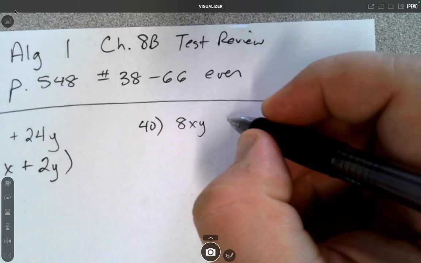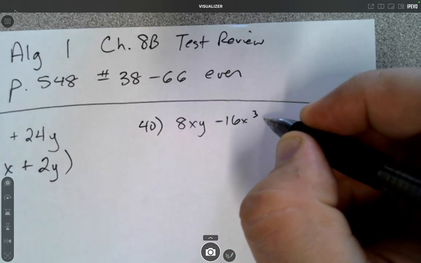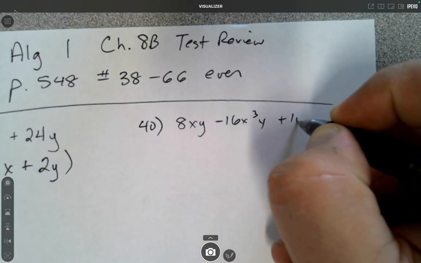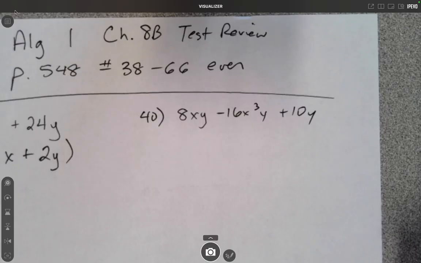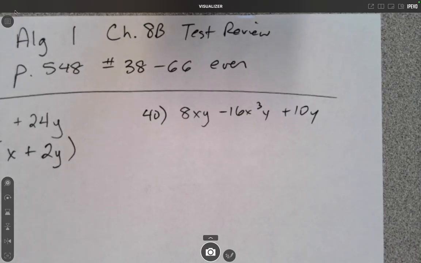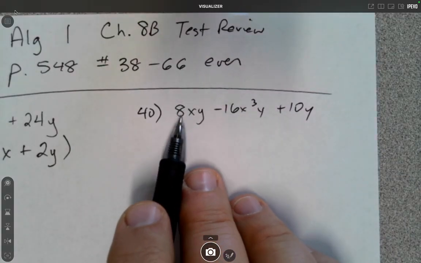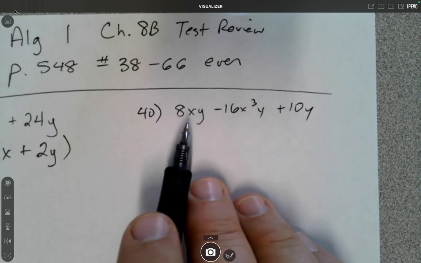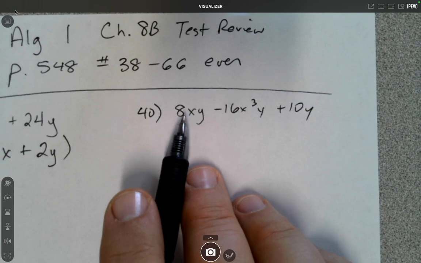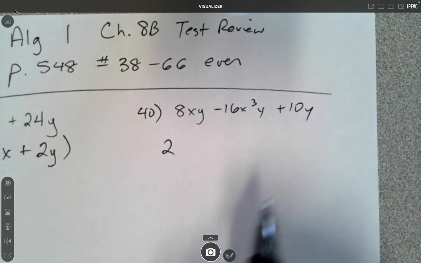48xy minus 16x cubed y plus 10y. So we want to first look at the coefficients and say, what's the number that could go evenly into all three of those? So we might first think 4, because 4 goes evenly into both 8 and 16, but 4 will not go into 10. So I have to go something smaller than 4. 2 will go into all three of these because they're all even. So I'll pull a 2 out front.